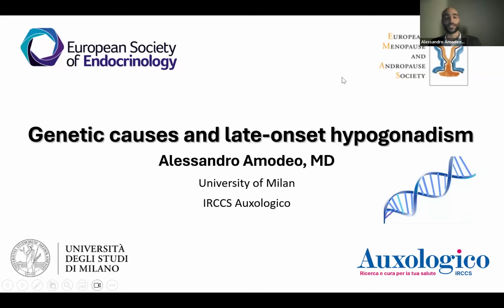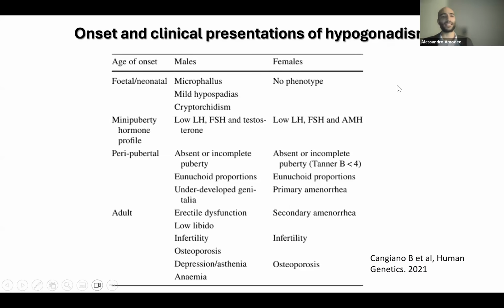I will try to review the presentation of a clinical condition that could be a little bit more complex than that. This slide is just to remind that the clinical presentation varies according to the age of onset. Absent or incomplete puberty is the typical clinical presentation for peri-pubertal age of onset. Conversely, adult onset hypogonadotropic hypogonadism usually presents with complete spontaneous pubertal development, but infertility or sexual dysfunction.